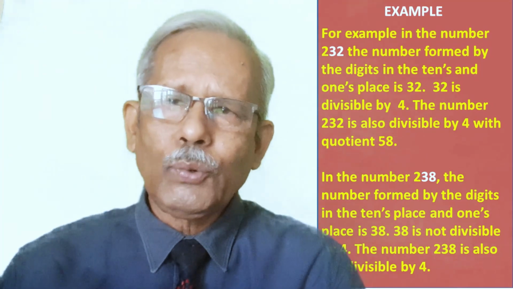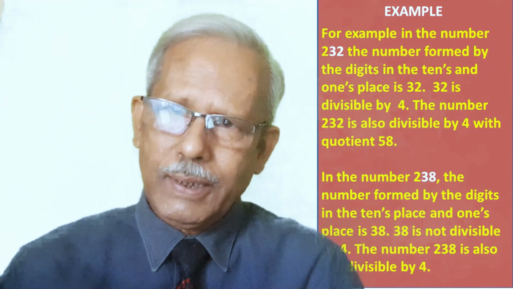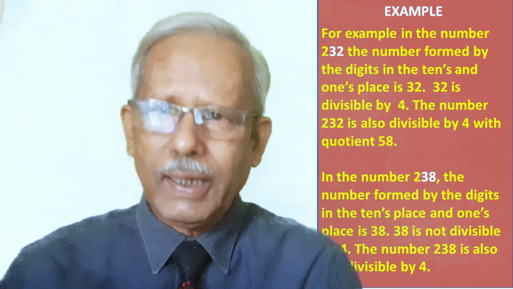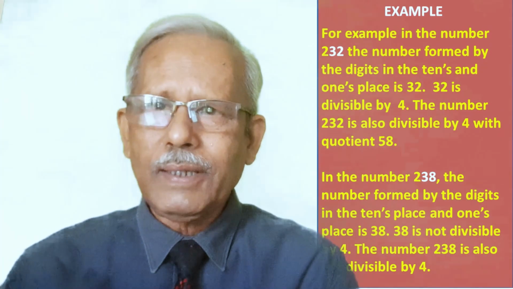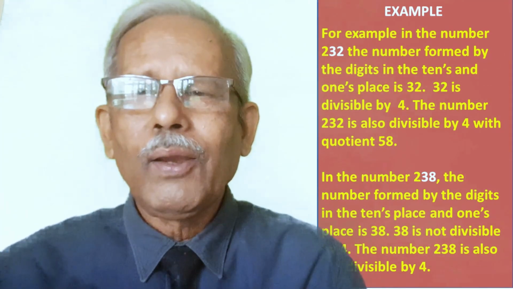If I take the number 238, here the number formed by the digits in the tens place and the ones place is 38. But 38 is not divisible by 4, and you will see that the number 238 is also not divisible by 4.